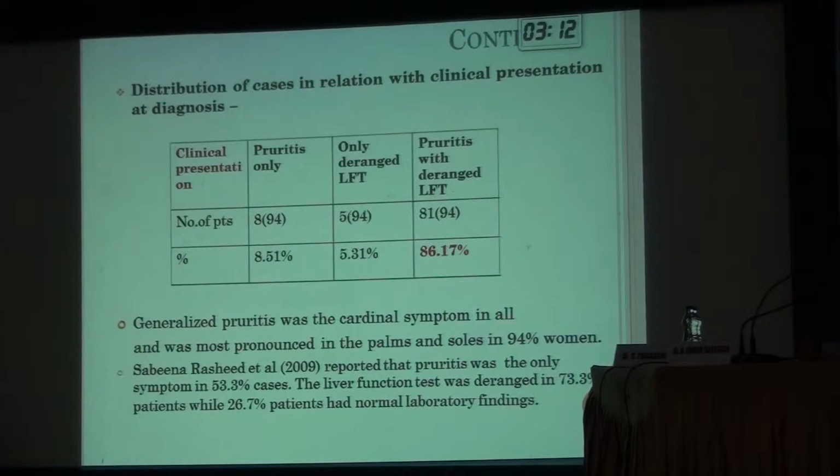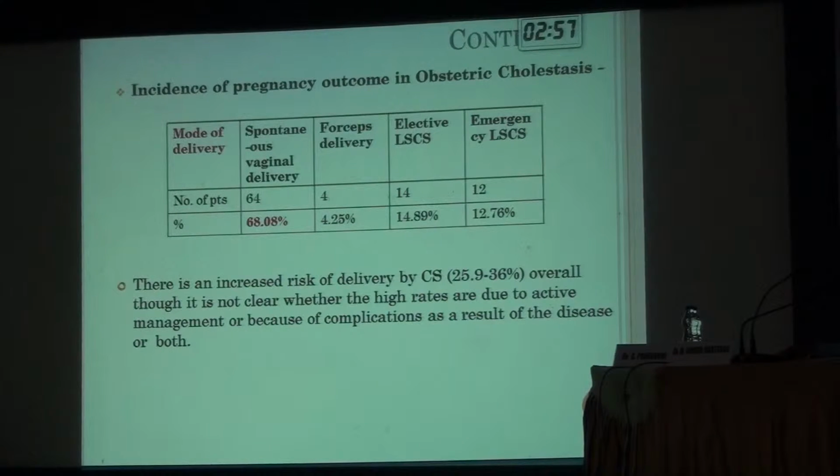Generalized pruritus was the cardinal symptom in all and was most pronounced in the palms and soles in 94% of the women, and 86.17% of the patients presented with pruritus along with abnormal liver function tests. There is an increased risk of delivery by cesarean section overall. In our study, the cesarean section rate was around 27%, which is almost similar to the other studies, compared to the vaginal deliveries, which was almost 68%.